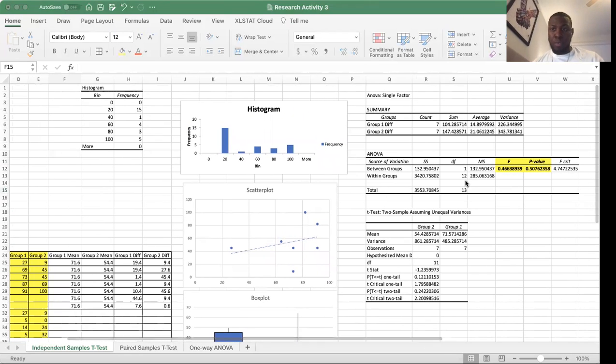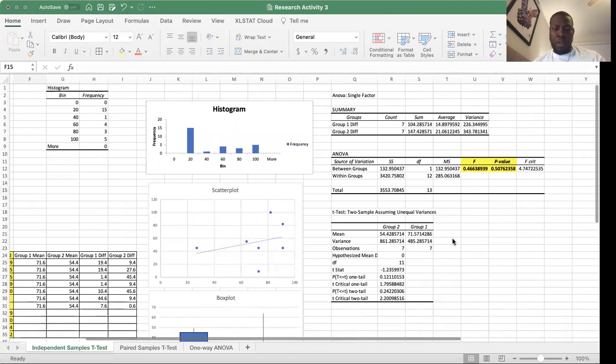Because what I did just now was show my assumptions. And the only ones that were met were that my variables are continuous and that there were no outliers in my data.